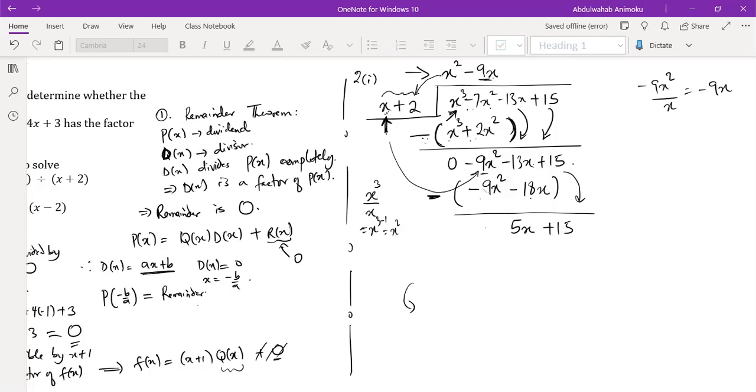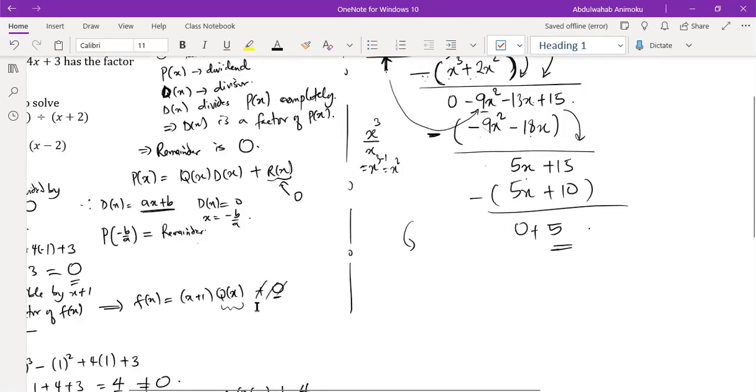Finally, we come to the last stage. Again, x into 5x, that would give us what? Plus 5. So 5 times x is 5x. 5 times 2 is what? 10. Then we subtract again, and that will give us 0x. 15 minus 10, that is what? 5. Plus 5.